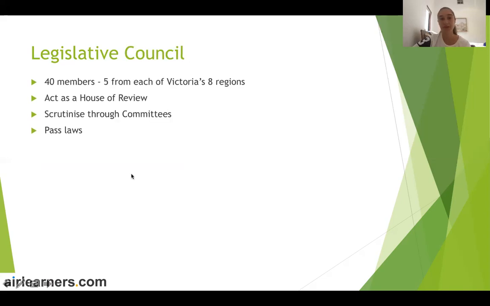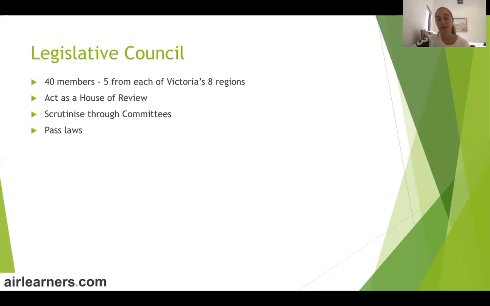The Legislative Council is our upper house, and so that is comprised of 40 members, 5 from each of Victoria's 8 regions. So one of those regions is metropolitan Melbourne. There's like northwestern Victoria, northeastern Victoria. So it's quite large chunks of the state. And so that again is just to ensure that it's not only the most populous regions of Victoria, like inner city, metropolitan Melbourne, that are dictating policies, that also regional areas are being considered.